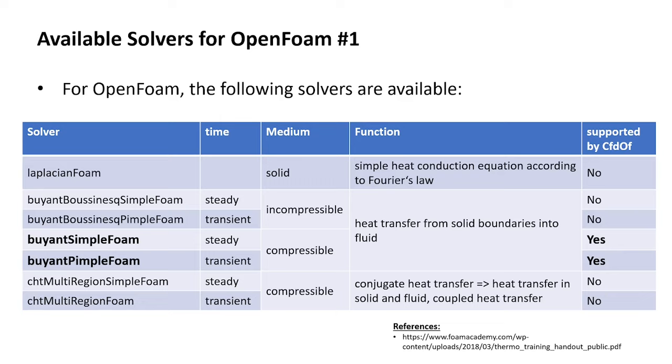And the last two solvers are the chtMultiRegionSimpleFoam and the chtMultiRegionFoam. They can be used for steady simulation and for transient simulation. The medium is compressible. These solvers are used for conjugate heat transfer. This means you can simulate the heat transfer inside a solid and also the transfer from the solid into the medium. This solver is not supported by CfdOf and currently it is not possible to edit some kind of files or something to make it work. I hope that in the future this simulation will work, but currently it does not work.